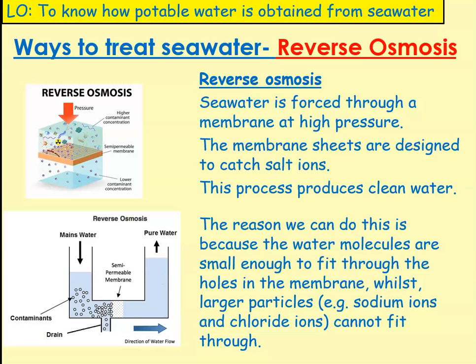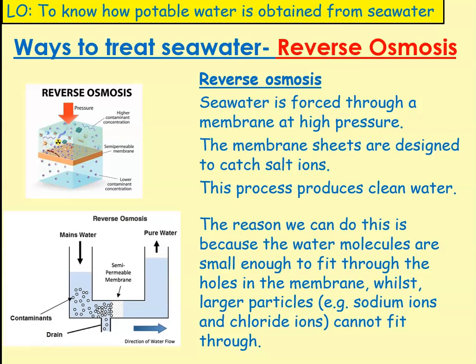The membrane sheets are designed so they catch salt ions. So, the salty water is pushed through the membrane. When it emerges on the other side of the membrane, there's no salt in there. The salt remains on that membrane, so it's removed from the water. And this process produces clean water.